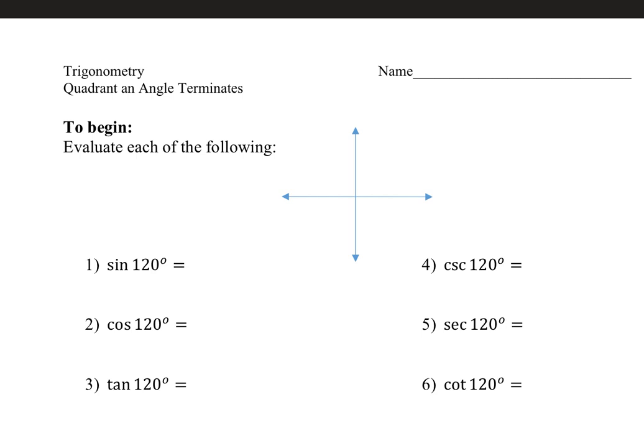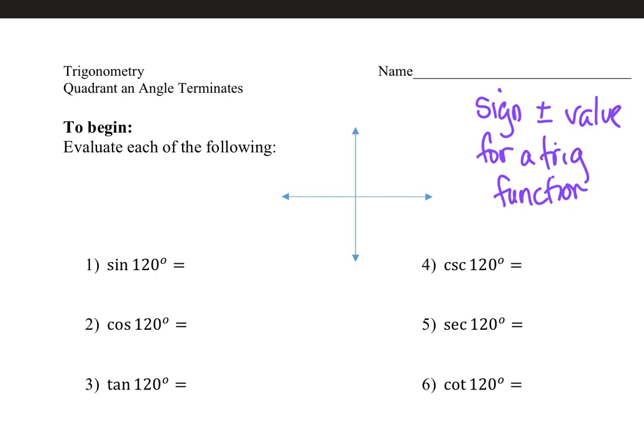All right, today we are going to talk about the quadrant that an angle terminates. The quadrant that an angle terminates determines the sign, meaning positive or negative value, for a trig function or a trig ratio.